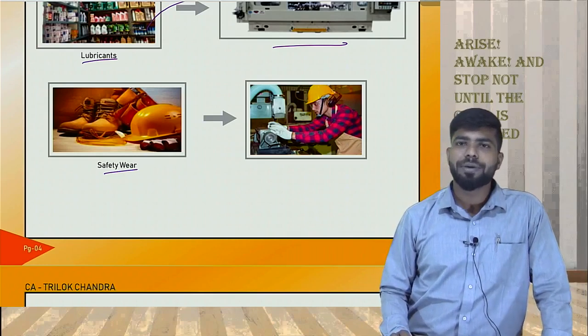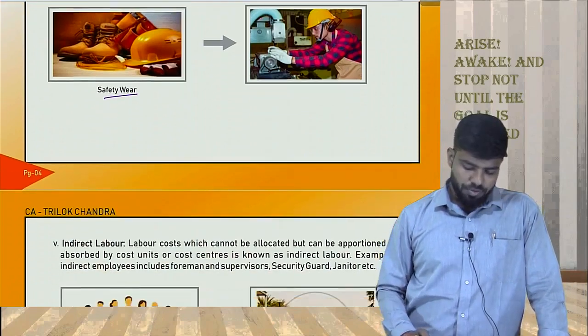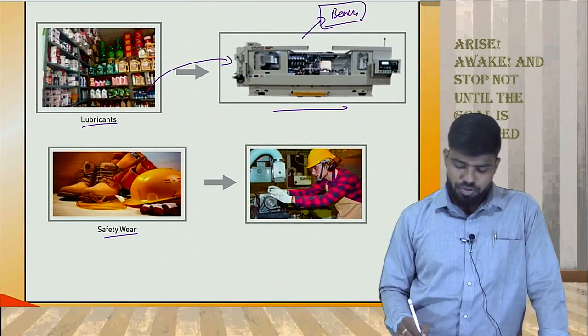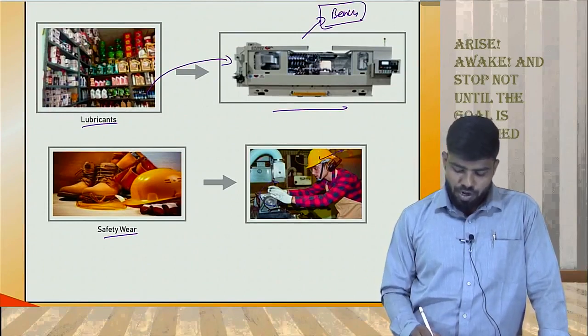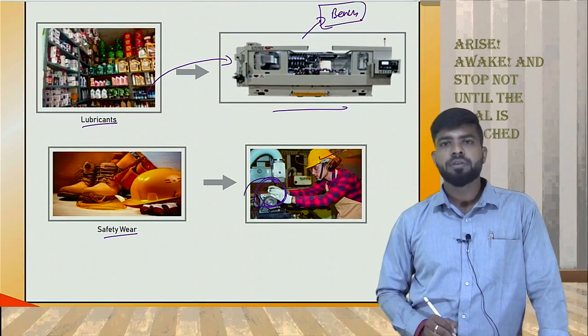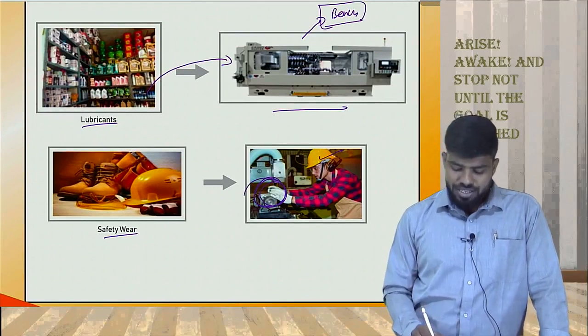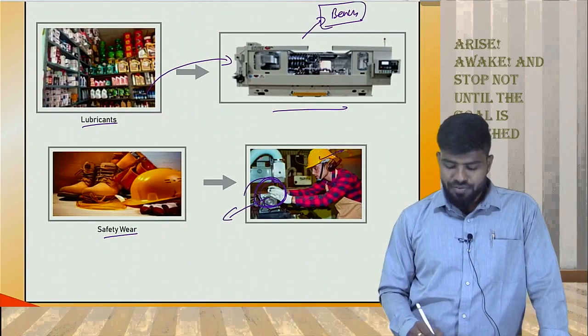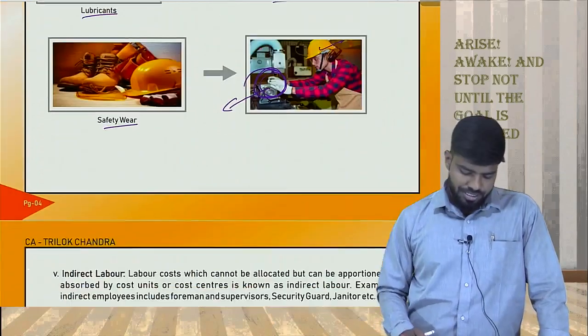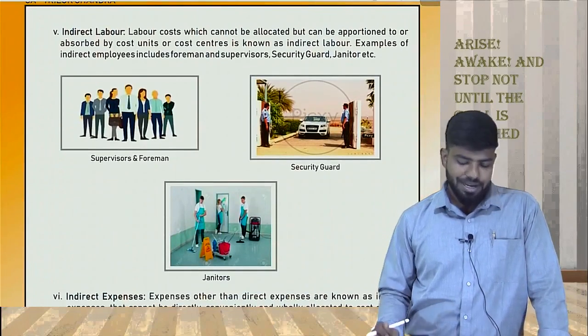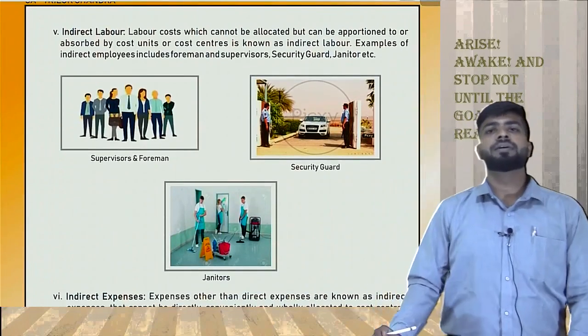All of you understood what I am saying? Okay. Now, if you look at the picture I have given here, he is wearing the safety wear, but he is producing one of the products here. Understand that once the product is completed, this safety wear is nowhere related to that product. Okay. Next. Indirect labor. Who is indirect labor?